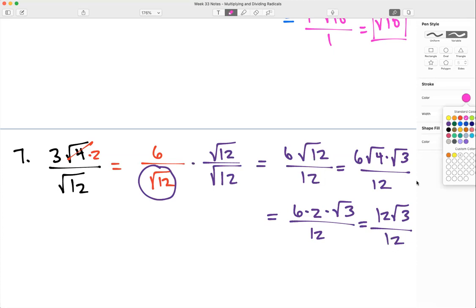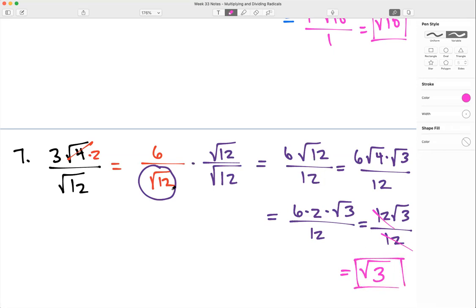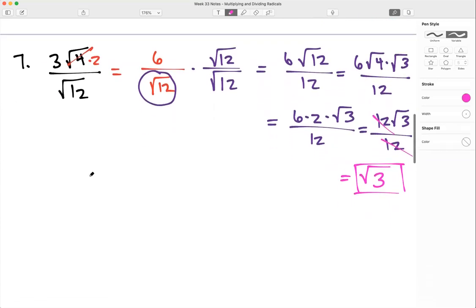And then finally, the 12s cancel, right? Matching factors on top and bottom. And all you're left with is the square root of 3. That's as simple as it gets. That whole thing just simply equals the square root of 3.